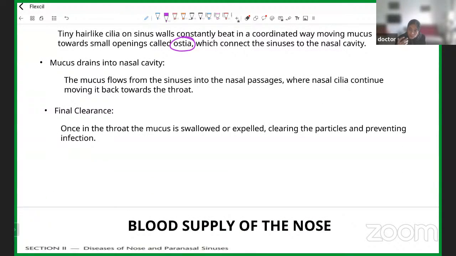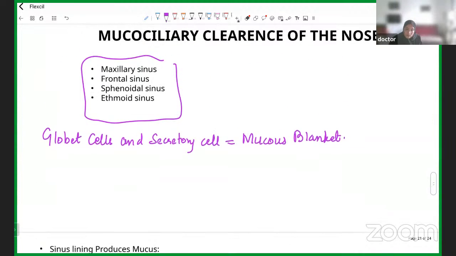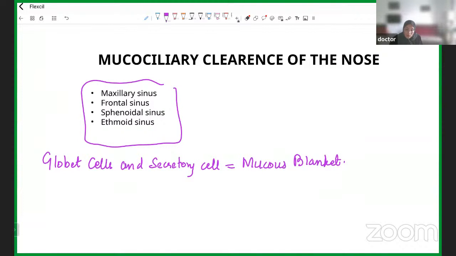Once in the throat, the mucus is swallowed or expelled out, clearing the particles and preventing infection. All right. So dust particles are actually entrapped in the viscous mucus blanket, right? And these mucus blankets will carry them to the nasopharynx to get swallowed. So this is all about mucociliary clearance. It is a self-defense mechanism done by your nasal cavity.